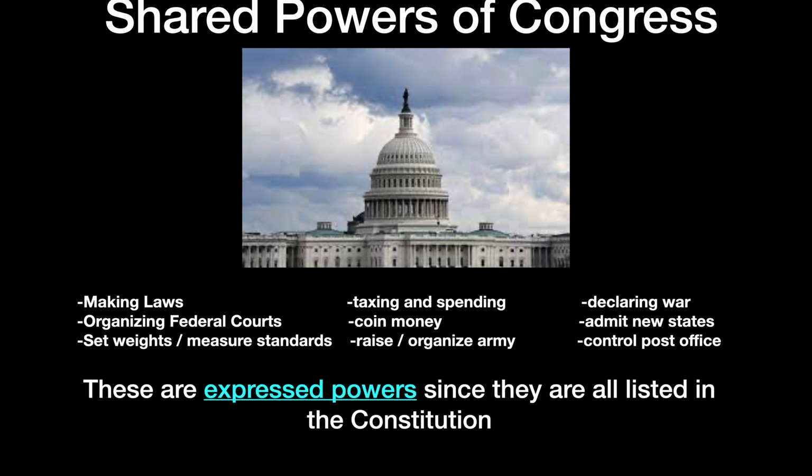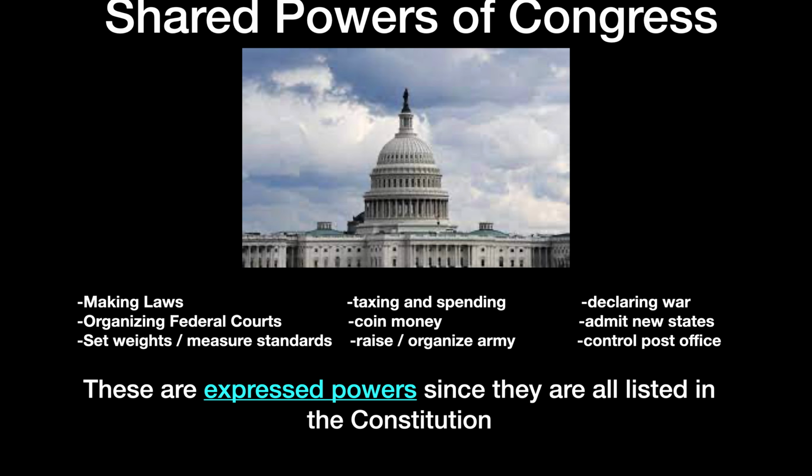And these are called expressed powers. You see that down at the bottom of the screen in the blue lettering. Expressed powers means that if you looked in the Constitution, you would see these powers written down in black and white, kind of like a rule book. It says these powers are the powers of Congress. Now that means they're not the powers of the president, they're not the powers of the courts, they're not the powers of the states. Congress has these powers, and there they are.